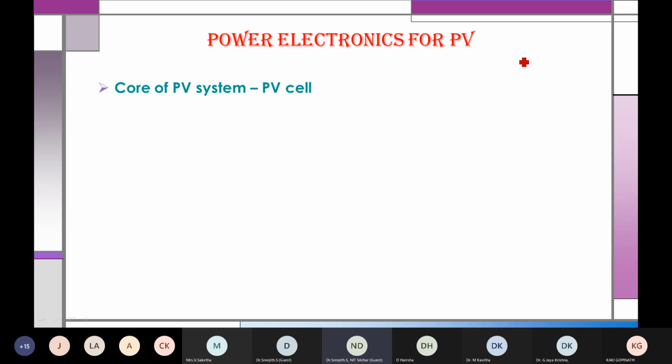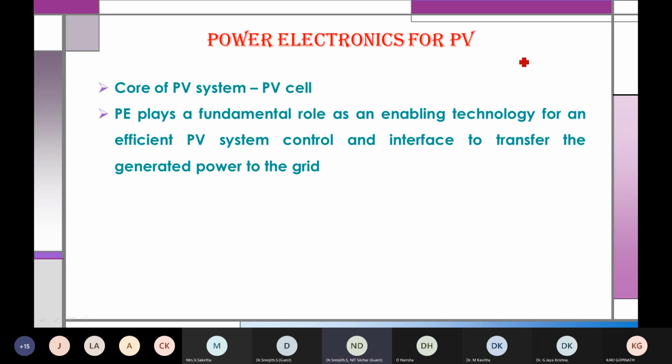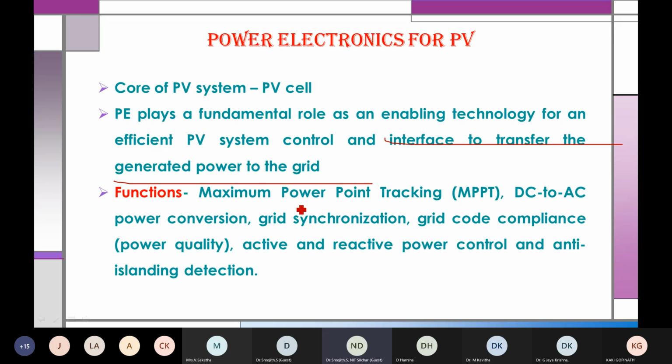Okay, so the core of a system is the PV cell only, but along with the PV cell you'll be having a converter which is used for the transferring of the power. Clear? It is needed for an efficient PV system and as an interface to transfer generated power to the grid. Because if you want to transfer it to the grid, obviously I need an inverter, because whatever output I'm getting from a solar panel is DC. So surely one inverter will come into the picture if you want to connect it to the grid. So power electronics plays a very, very vital role when you go for renewable power generation. It's used for maximum power point tracking, MPPT, we'll be using this one.